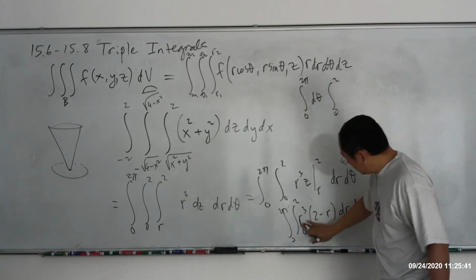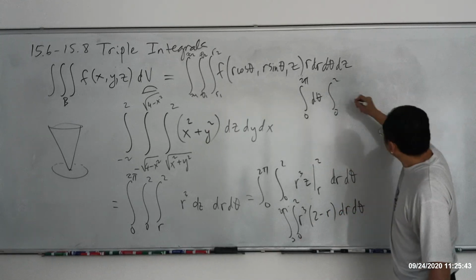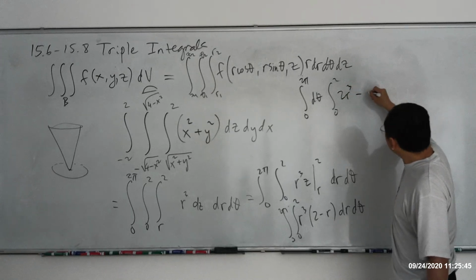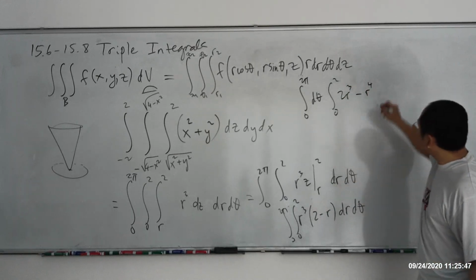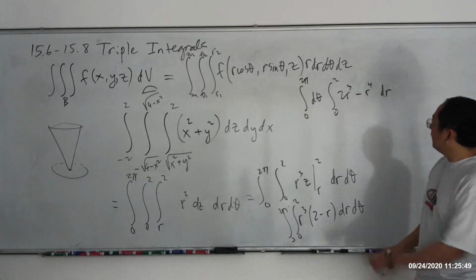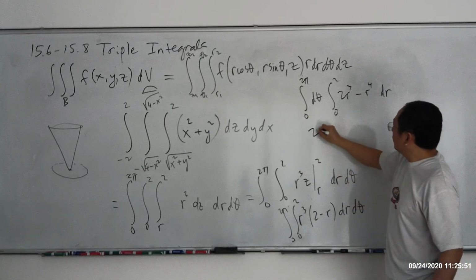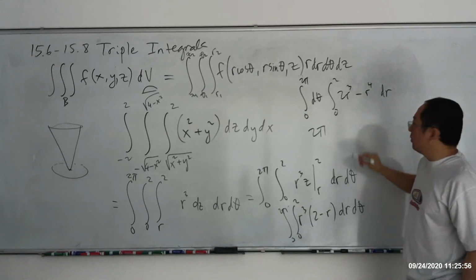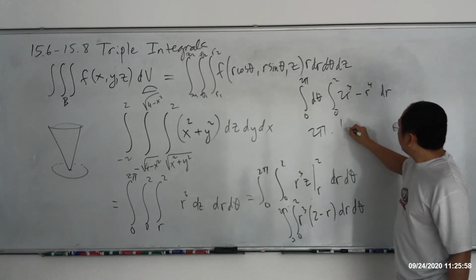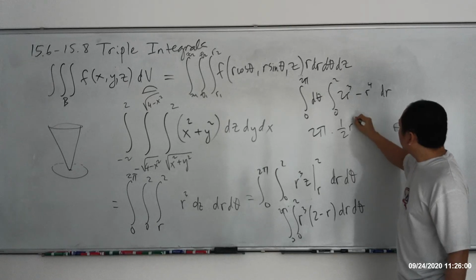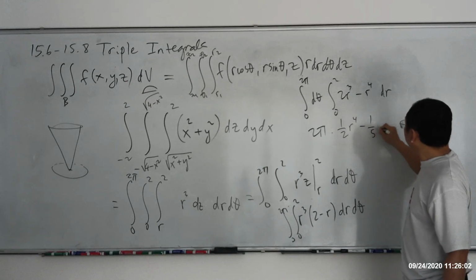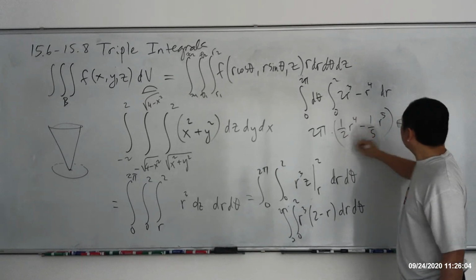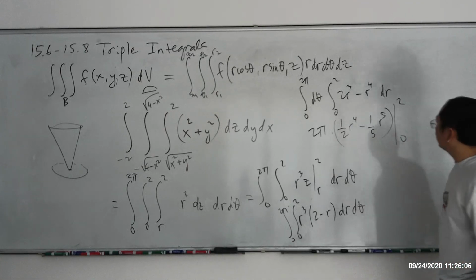This is the 0 right here, of what? 2r cubed minus r to the 4 distribution, the r. The first one right here is just 2 pi. This integral is what? r cubed is 1/4 times 2 is 1/2, r to the 4 minus 1/5 r to the 5th, and this runs from 0 to 2.